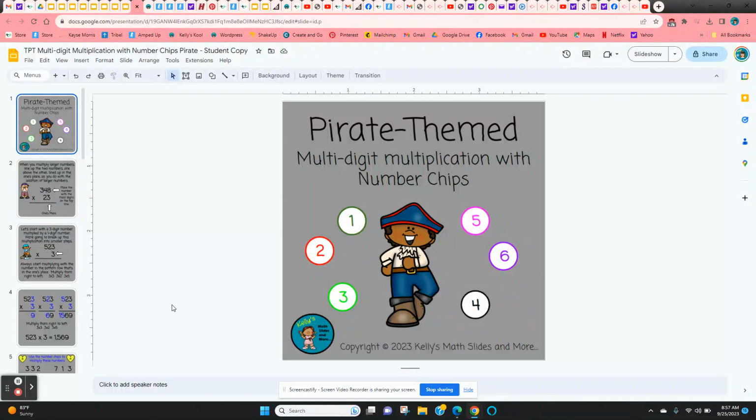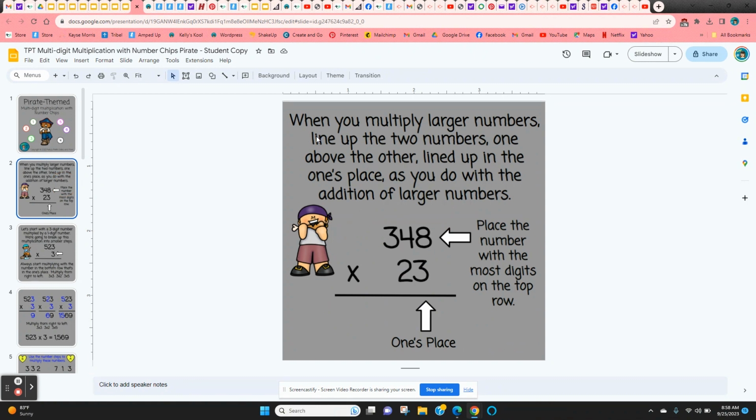Multi-digit multiplication with number chips. This is the pirate-themed version. So this is a digital lesson that walks students through the steps of multiplying with larger numbers.